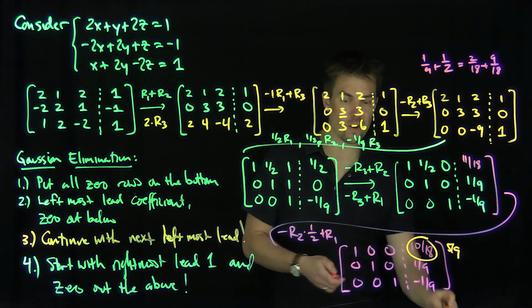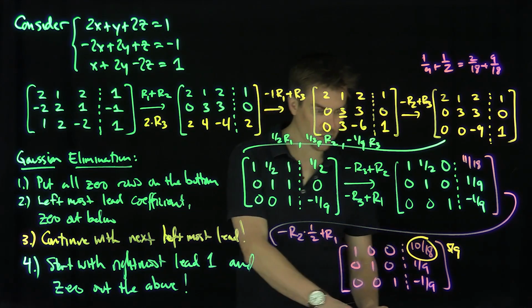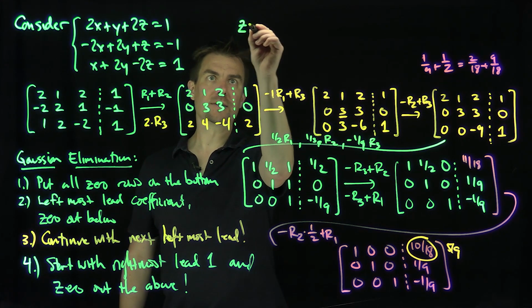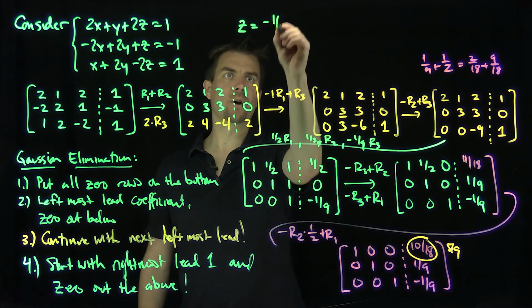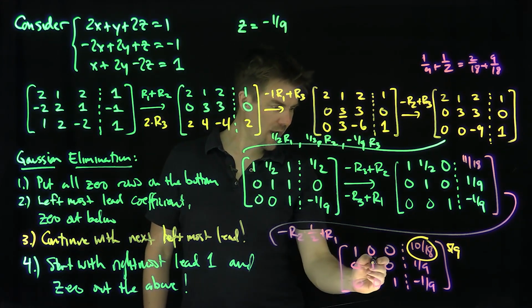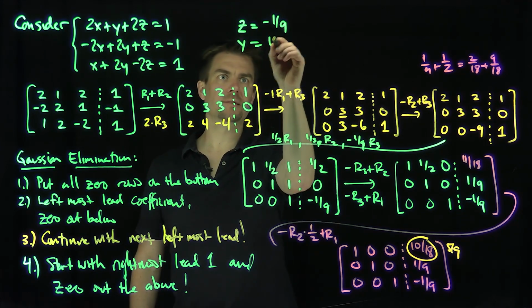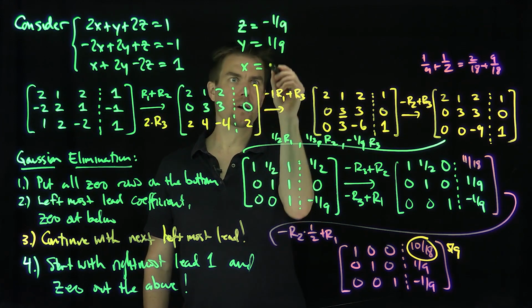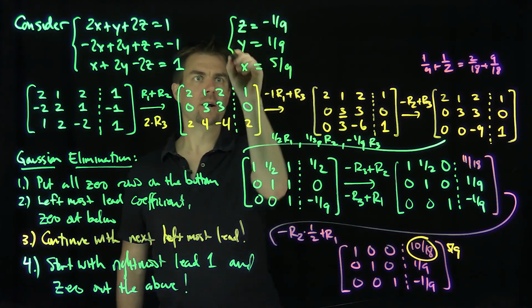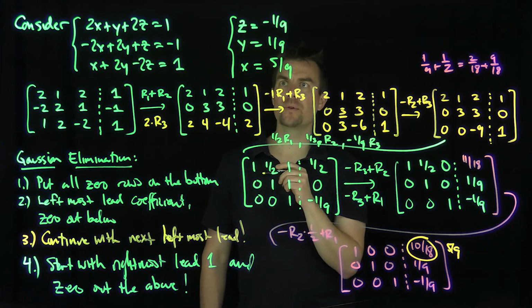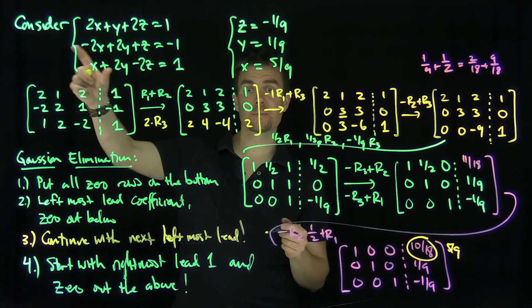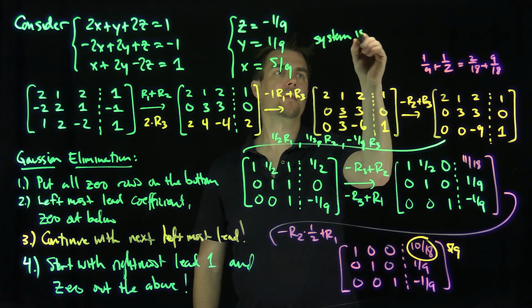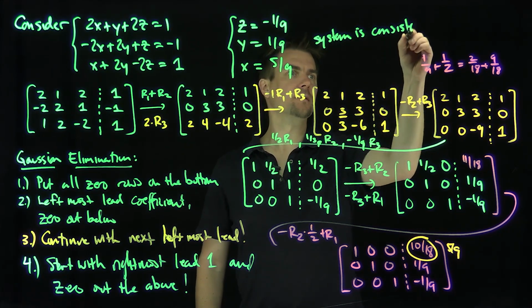Okay, great. And so now what does this augmented system tell us over here? This third row tells me that z is equal to negative 1/9 over here. What's my y going to be equal to? My y is going to be equal to positive 1/9. And what is my x going to be equal to? My x is going to be equal to 5/9 over here. So it looks like x is 5/9, y is 1/9, and z is negative 1/9. That tells me that this system over here is consistent.